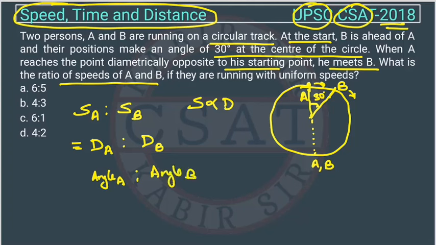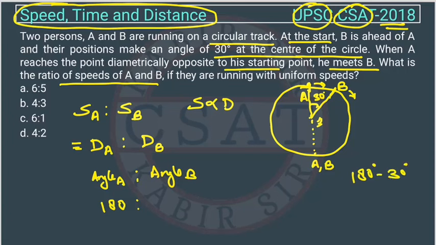So how much angle did A travel? A traveled 180 degrees, right? From here to here, this is 180. And how much did B travel? B traveled 180 minus 30, since the total is 180. So the angle traveled by B will be equal to 180 degrees minus 30 degrees. So it will be 150 degrees.